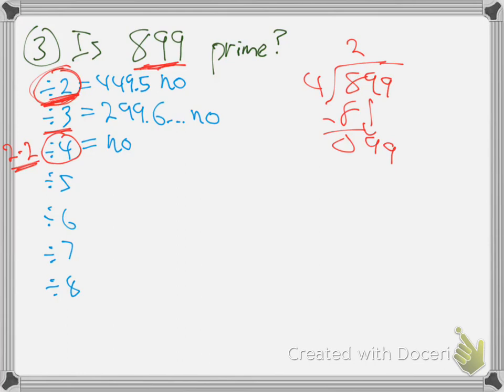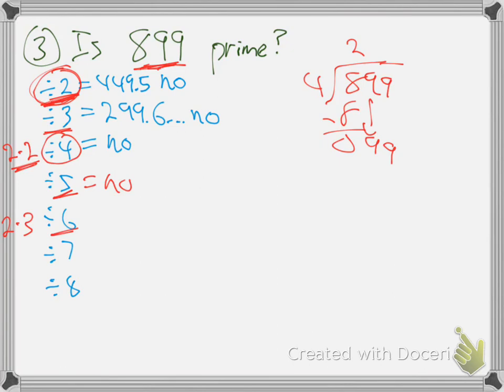All right, let's keep going. Does 5 go in? You can use calculator. You can tell it doesn't end in a 5, right? You try calculator. No. Does 6 go in? Do you think 6 goes into 899? Think about 6 for a second. It's not a prime. What's it made out of? What's in a 6? What times what is 6?